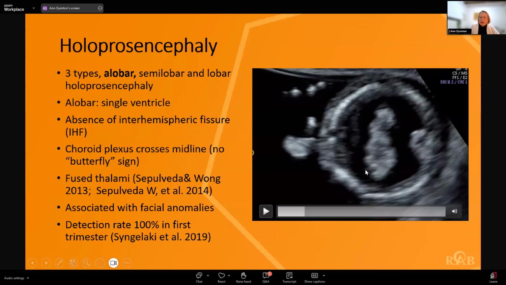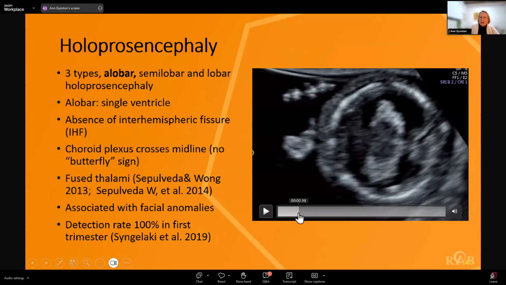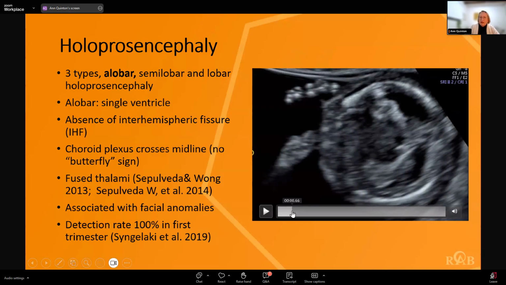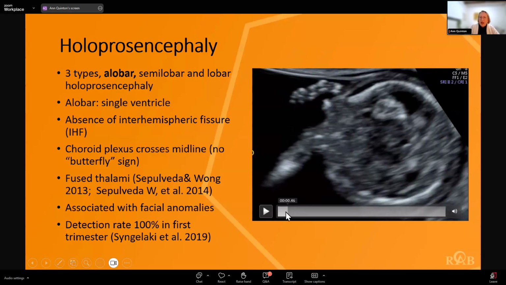There's our fused choroid plexus. There's no interhemispheric fissure. There's a little bit of occipital lobe of the brain there. And then as we move up, we've got a single fused thalami. And I don't know if you've noticed, but this fetus also has 6 fingers on each hand.